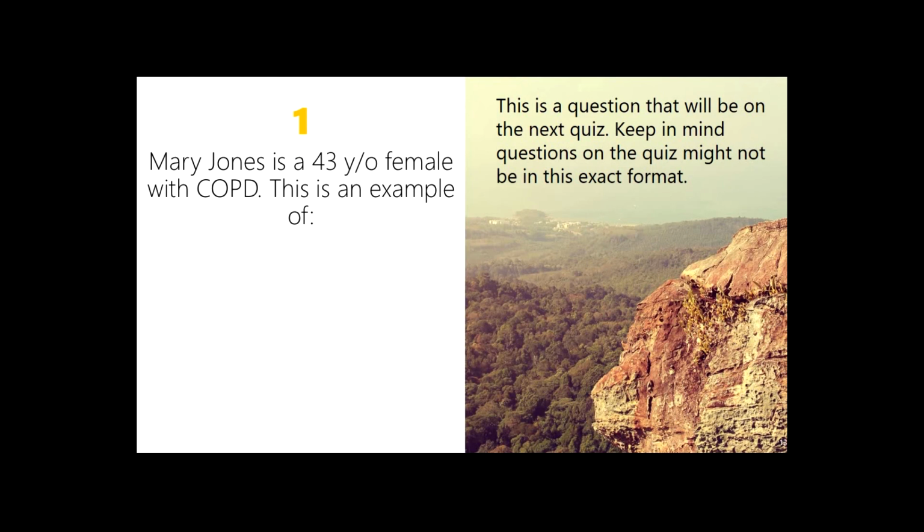So let's get to those quiz questions and get through this. Mary Jones is a 43-year-old female with COPD. What is this an example of? This is an example of information. I know the data. Like I said, there's a fine line between data and information. For testing purposes, we're going to say that this is in context, and I'm not going to give you a trick question that says, is this information or data? I'm not going to do that to you. It'd just be kind of cruel. But this is going to be considered information. That's going to be the answer to that question.